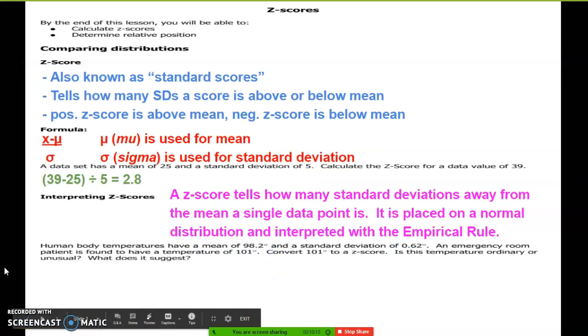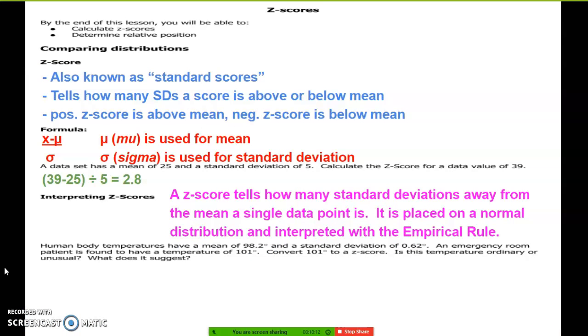If we're going to interpret these z-scores, we're talking about how many standard deviations away from the mean the data point is. So what we're doing is we're placing it on a normal distribution, on a bell curve. And last week we learned about the empirical rule. We're going to interpret it using the empirical rule.